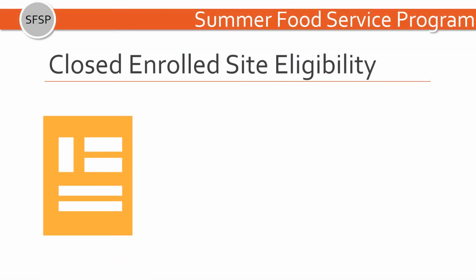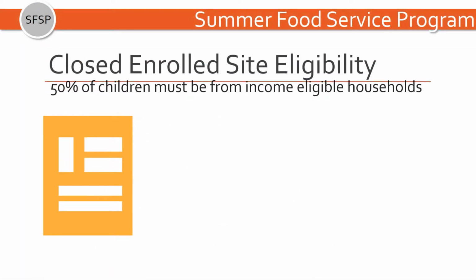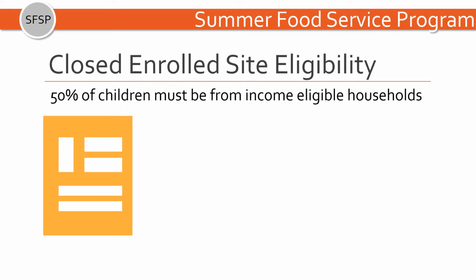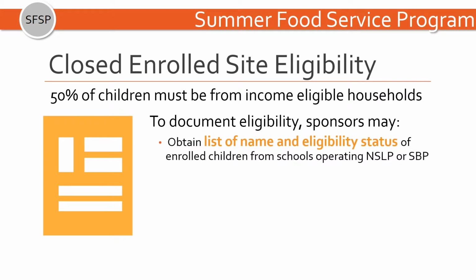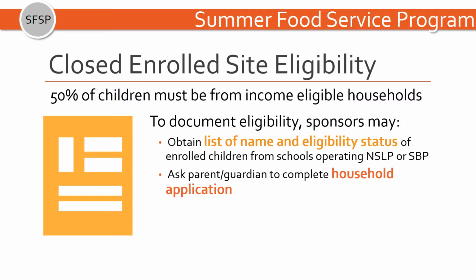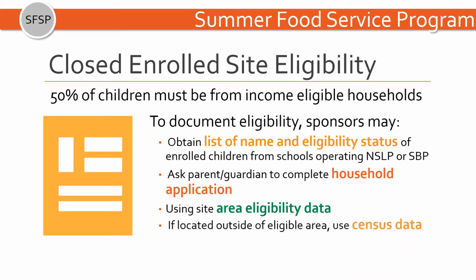To qualify as a closed enrolled site, at least 50% of the enrolled children must be from households that meet the income eligibility guidelines. Sponsors can document an enrolled site's eligibility by obtaining lists of enrolled children for free or reduced price meals from schools operating the NSLP or SBP, asking the parent or guardian of each enrolled child to complete a household application, using area eligibility data for the location of the site, or using census data when the site is located outside of an eligible area.